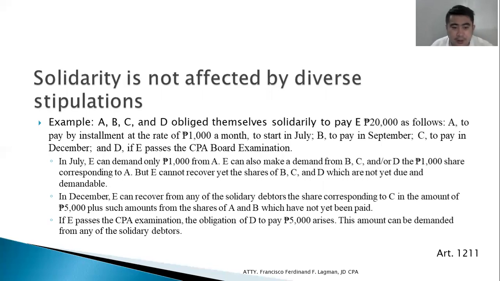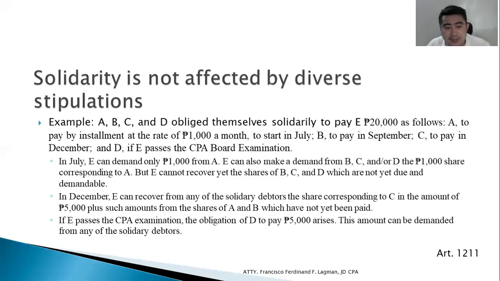In December, E can recover from any of the solidary debtors the share corresponding to C in the amount of 5,000 pesos plus such amounts from the shares of A and B which have not yet been paid. So yung mga tig-1,000 pesos, pwede rin singilin kahit kanino. Alright? Pati yung share ni B, pwede rin singilin kahit kanino. Okay?